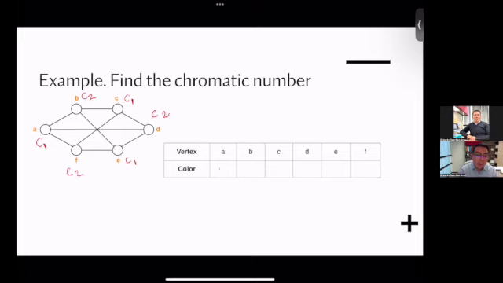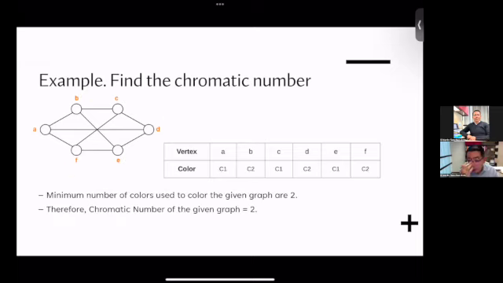So the chromatic number of this graph is going to be 2. And we can see here the same thing that I did, but in a nicer, cleaner way.